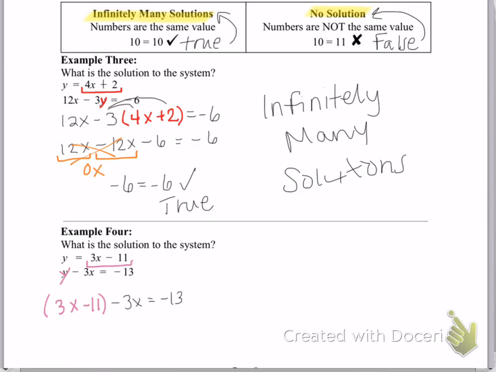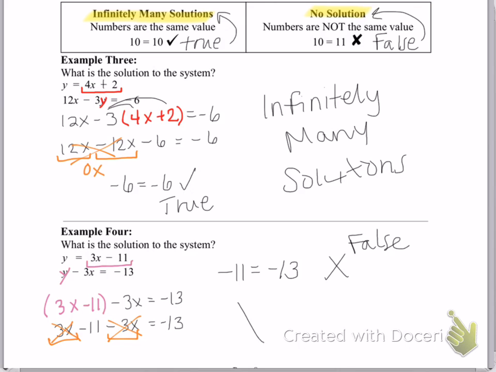We plugged it in. Well, let's go ahead and just drop our parentheses. So we've got 3x minus 11 minus 3x equals negative 13. Well, we got to combine like terms. So we combine our 3x and our negative 3x. And what happens? They cancel out. So we've got negative 11 equals negative 13. Well, that is false. That is not true. So we have no solution.